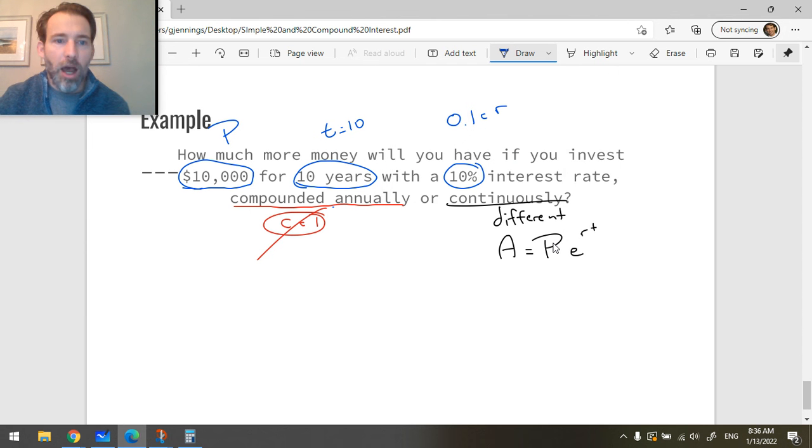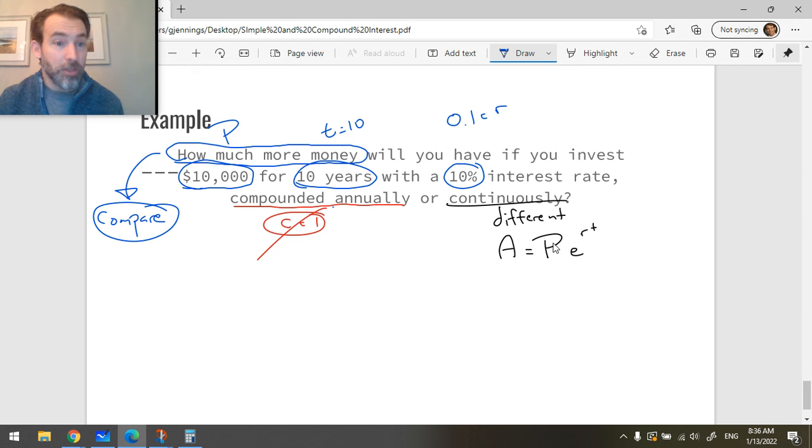And then another important thing to find is what do we want to find here? How much more money will you have? Okay, so we have to compare, is what we're saying, compare. All right, so you want to compare these two things. So we're going to evaluate that one, we're going to evaluate that one, and we're going to compare using subtraction, everybody. We're going to find the difference. So let's take a look.